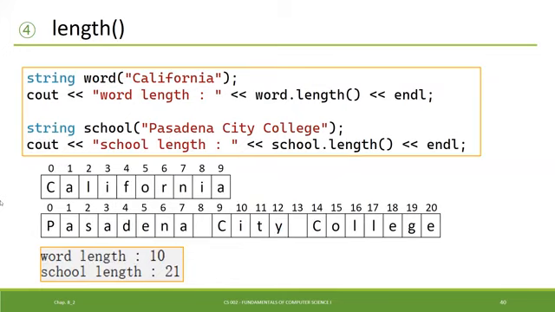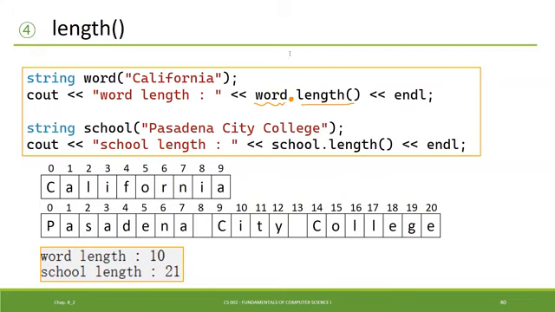Okay, length. Length is a string length. So you can find the length. Look at this one. See, word California, word length. This is a member function, so string dot length. I hope you compare the C string and the string.